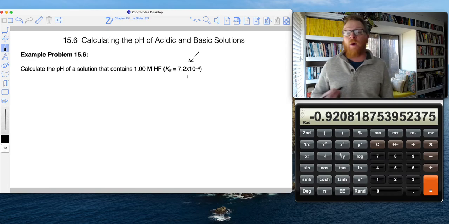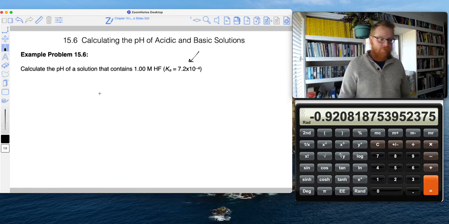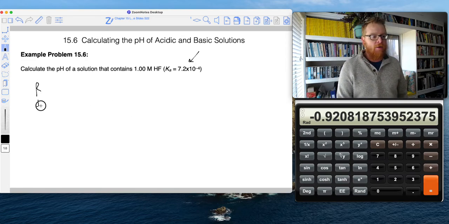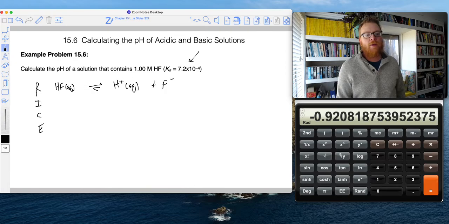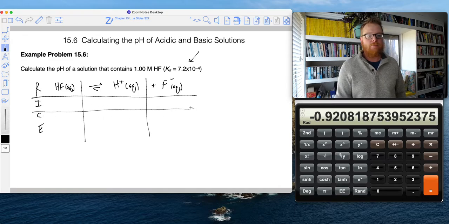And to do that, we're going to make a RICE table. Okay, so let's set that up. R-I-C-E. So our reaction is HF, and we can write these reactions in the simple abbreviated way where we omit water: H plus, F minus. Okay, so that's our reaction. We'll set up our little grid here.